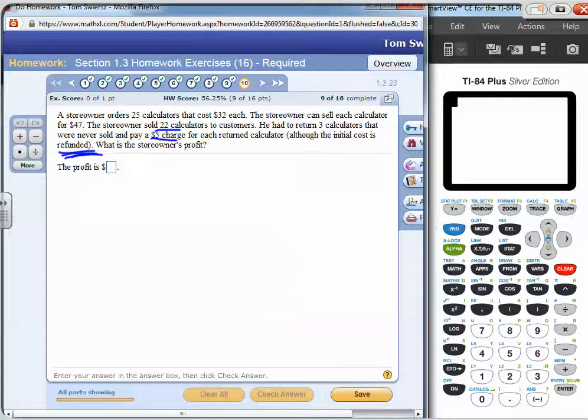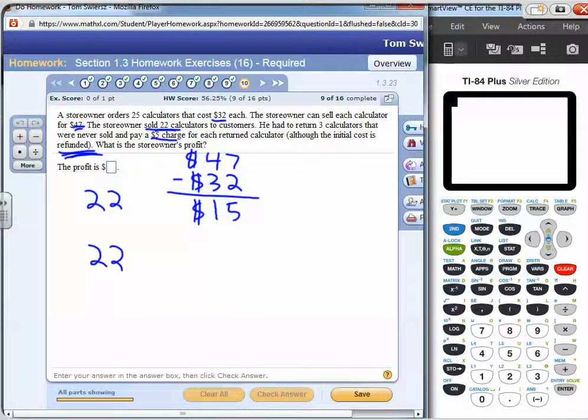Well, let's just go ahead and use what he sold. He sold 22, right? Now, he bought them for $32, right? And he sold them for $47, right? So his profit on each calculator, sell for $47, buy for $32, is $15, right? So how much did he make? He sold 22 calculators, and he made a profit of $15 per calculator. So we're going to multiply that. Okay, that's how much he made. We'll do it on the calculator.